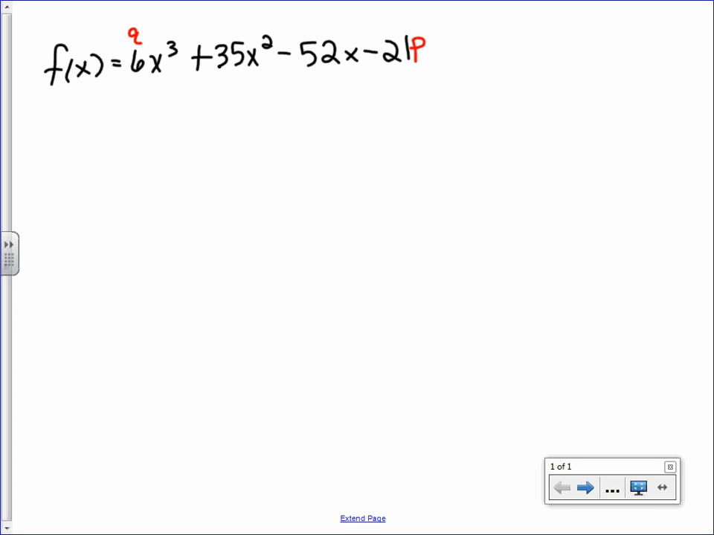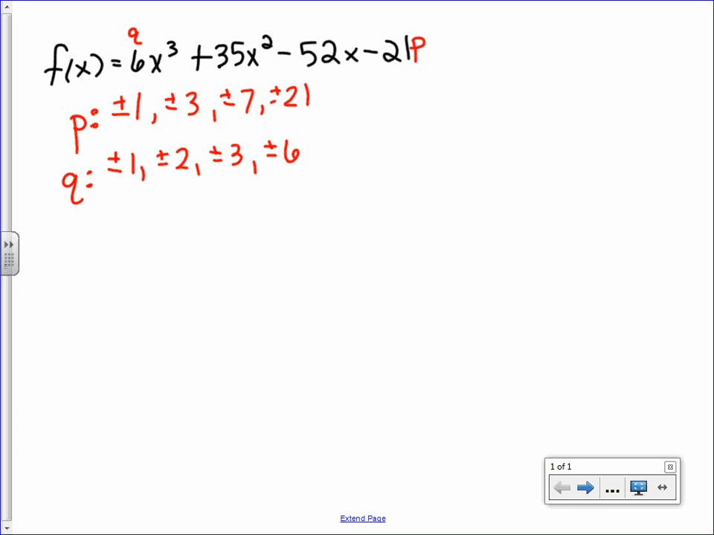So all the factors of P. What are all the factors of 21? 1, 3, 7, and 21. Yes. And the factors of Q? 1, 2, 3, 6. Right. Let's get those written down. And then we need P over Q. Those are our possible rational roots, P over Q.